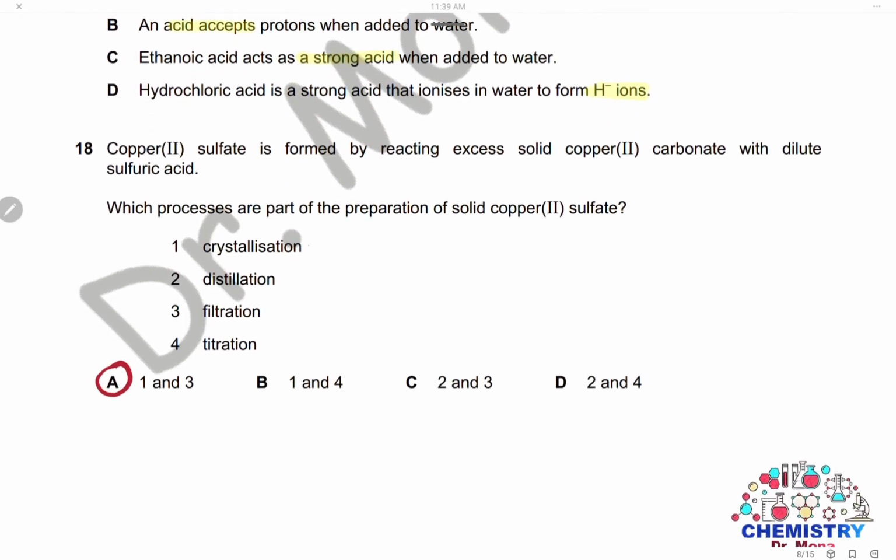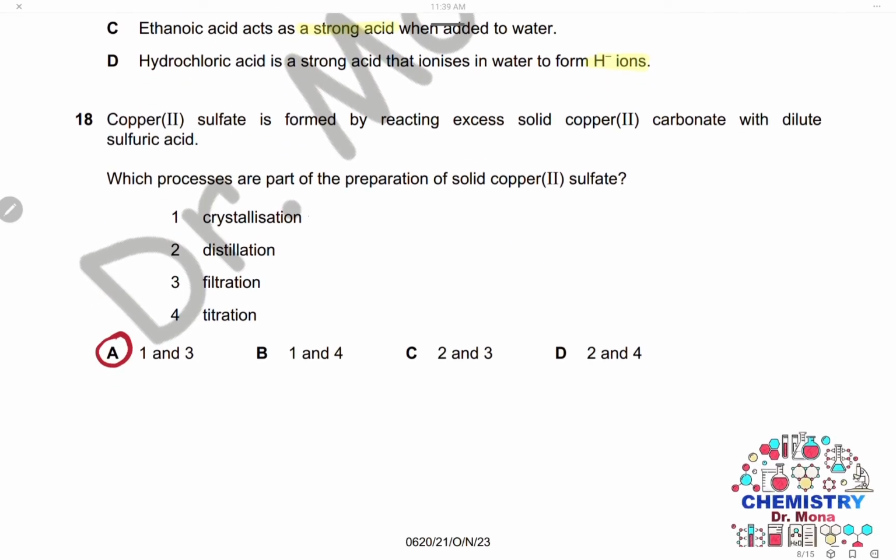Question 18. Copper 2 sulfate is formed by reacting excess solid copper 2 carbonate with dilute sulfuric acid. Which processes are part of the preparation of the solid copper 2 sulfate? We will have crystallization of the solution formed and filtration to remove the excess copper carbonate. So these are the two processes used.